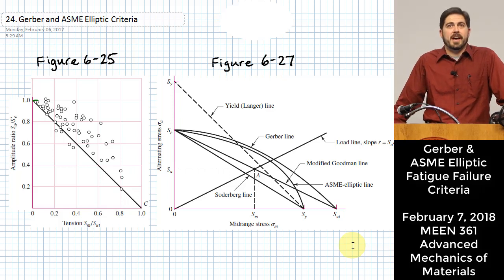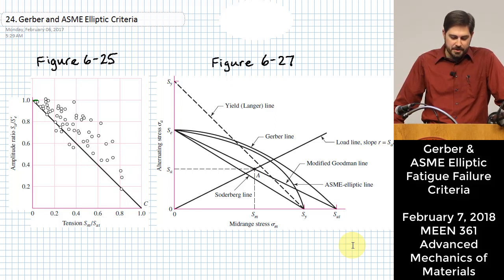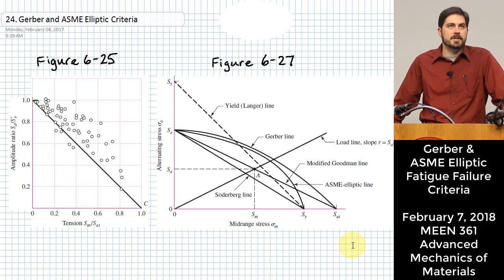So as I teased you last time, we are going to do some other failure criteria for fatigue this time. And those two criteria that we are going to look at are the Gerber criteria and the ASME Elliptic criteria. And so I figured by way of introduction to this topic, what I would do is give you a little bit of experimental data.